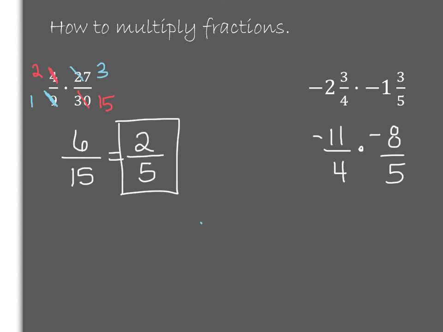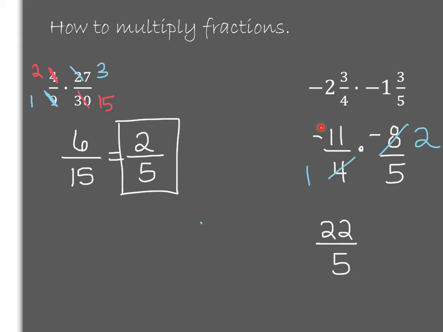Nothing will divide 11 and 5 evenly, but 4 and 8 are both divisible by 4. So I'm going to divide 4 by 4 and get 1, divide 8 by 4 and get 2. This negative sign is still attached to that 2, and now I'm going to multiply straight across. So on the top, I have 11 times 2, which is 22. On the bottom, I have 1 times 5, which is 5.